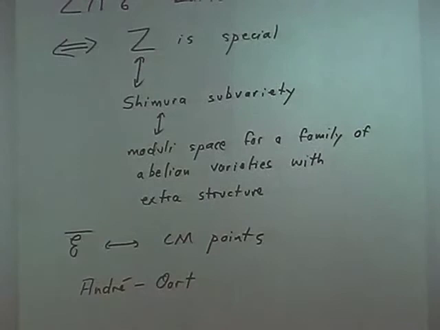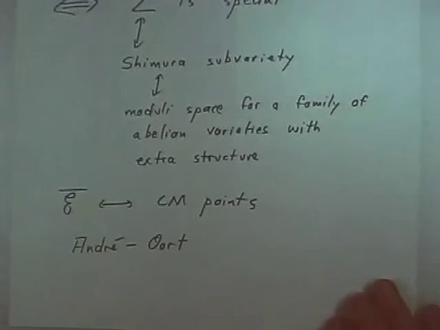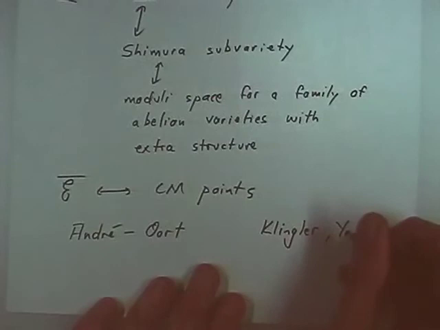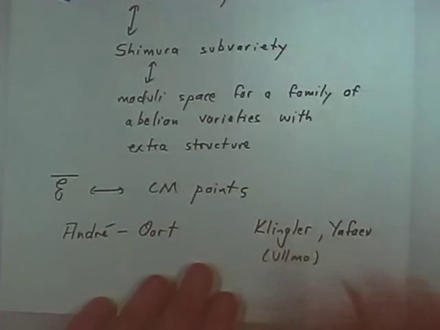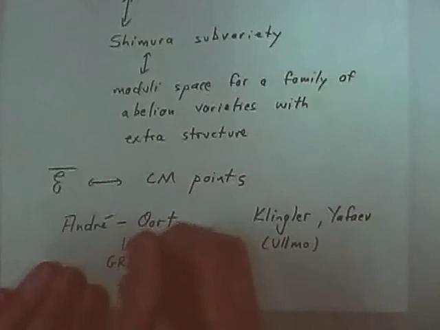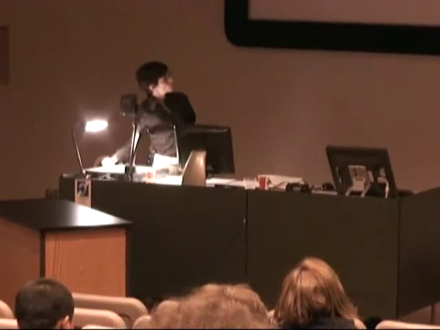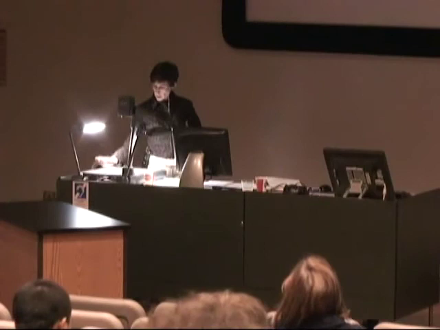And a lot of work has been done on this, and in particular, there is now an announcement of a result by Klingler, Yafaev, and I believe they use work of Ullmo, which says that this is a consequence of the generalized Riemann hypothesis. So we'll have occasion to come back to this conjecture in our discussion of hypergeometric functions. And there we're fortunate because we're going to need a particular case of the André-Oort conjecture in the case when Z is a curve that doesn't depend on the Riemann hypothesis.